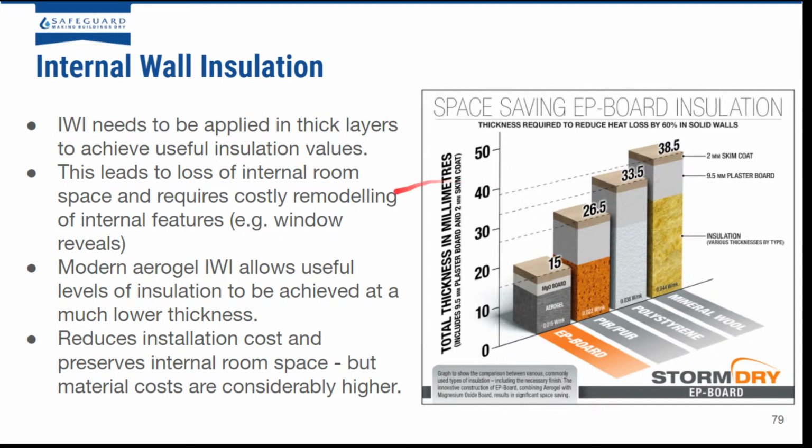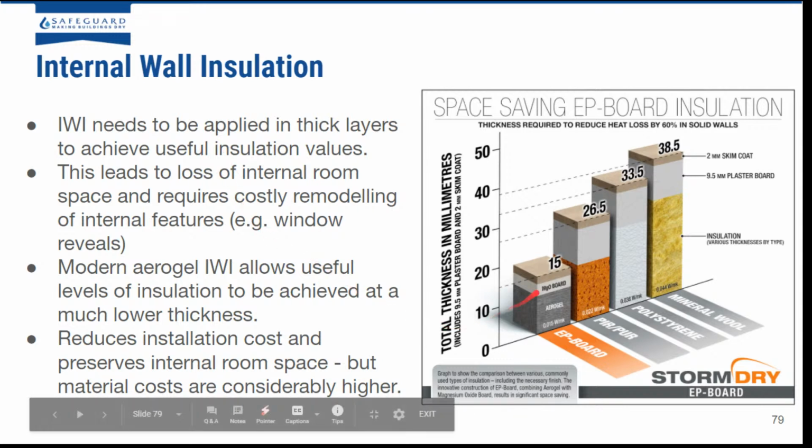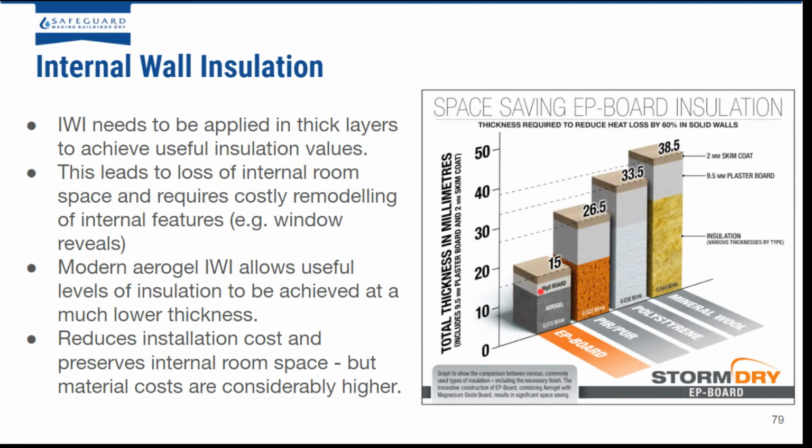However, more modern aerogel internal wall insulation allows useful levels of insulation to be achieved at much lower thickness. So aerogel is the most insulating material that we have. It has a much lower thermal conductivity than other types of IWI, which means you need to install much less of it to achieve the same insulation value. So it preserves the internal room space and also reduces installation costs because you don't have to do remodelling.